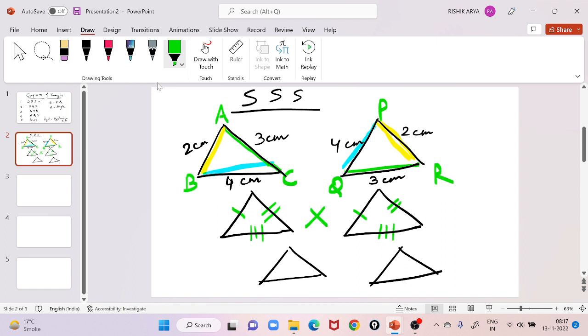Fine. Here BC length is 4 centimeter, PQ length is 4 centimeter. What does it mean? It means that BC corresponds to PQ. Similarly, AC length is 3 centimeter, QR length is 3 centimeter.